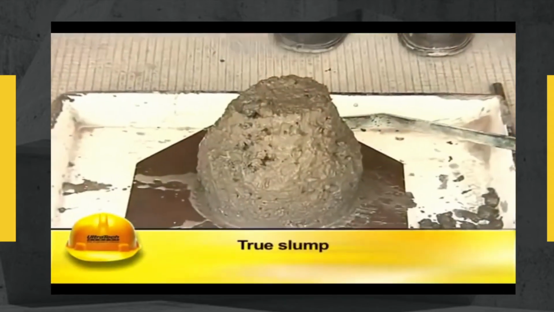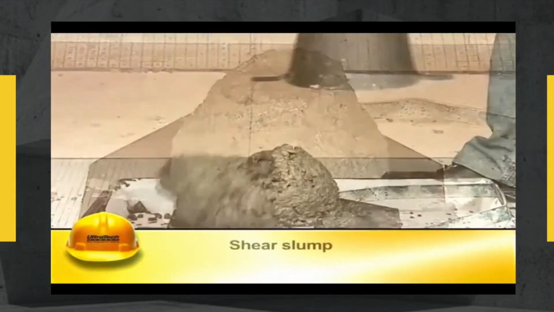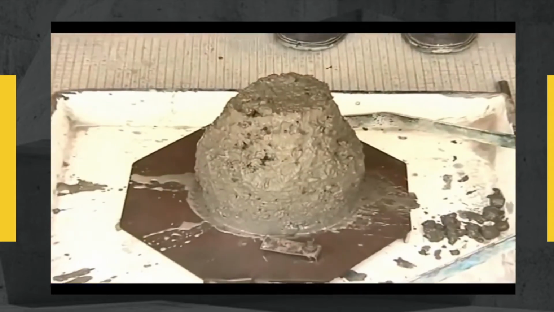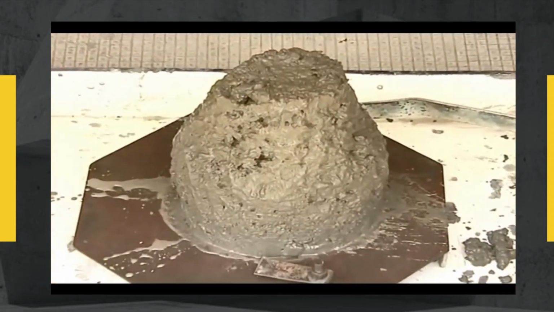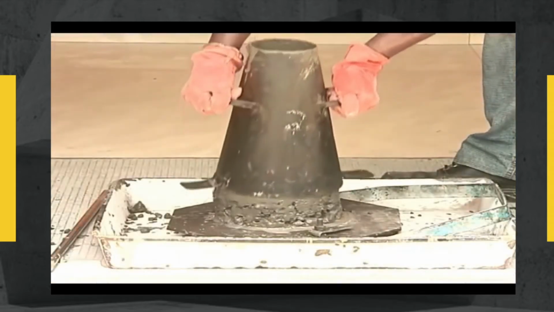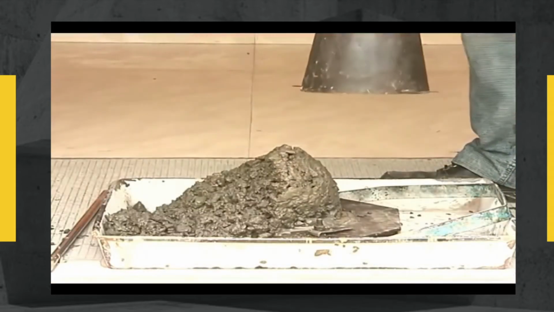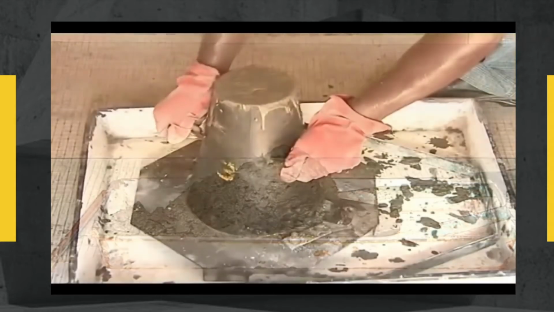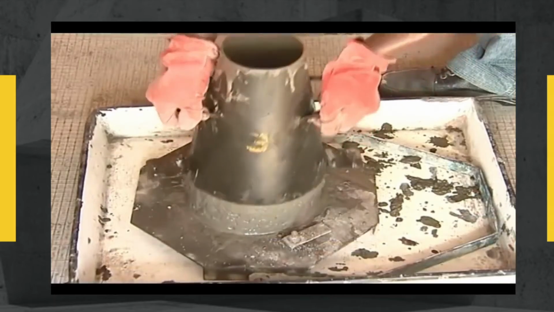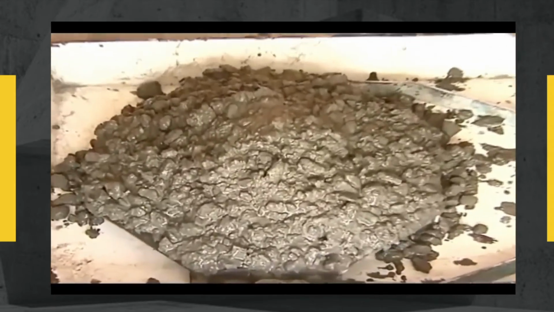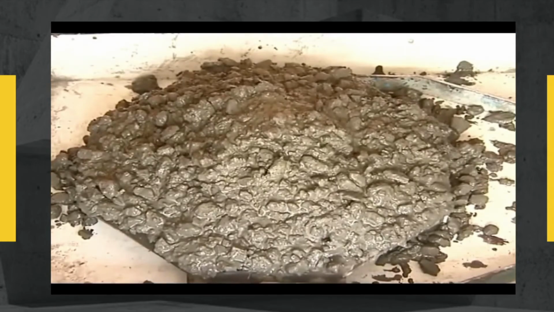The slump may either be a true slump, a shear slump, or a collapsible slump. The true slump is the desired form of slump that we require. In harsh mixes, the concrete slides down in an inclined plane. This is known as shear slump. In collapse slump, the concrete collapses as soon as the cone is removed. It usually occurs in very wet mixes.